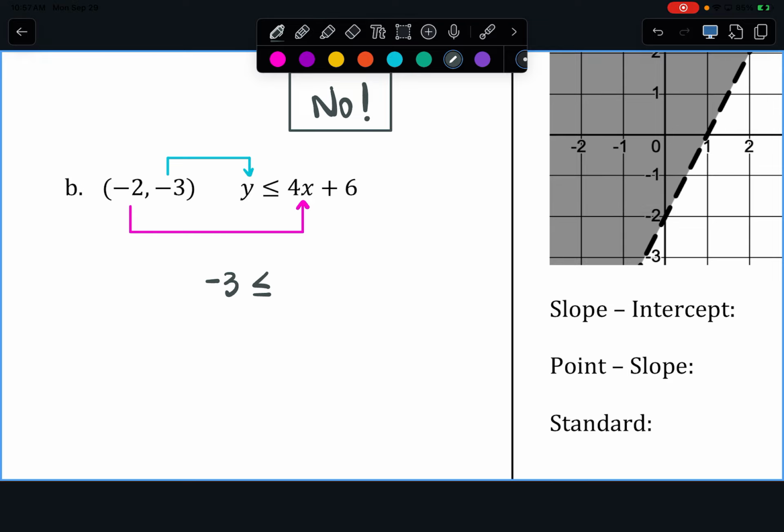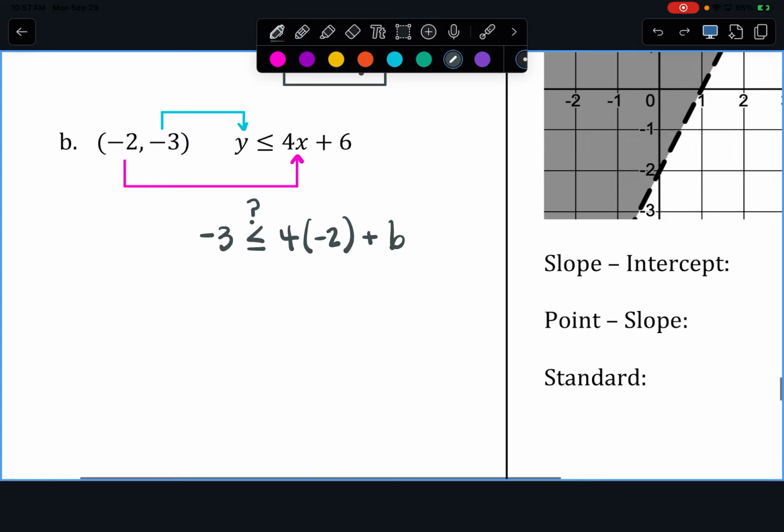Is that less than or equal to, again, I'm going to put a big question mark over that, 4 times negative 2, because that's my x value, plus 6. Please notice I don't have any x's or y's left at this point because I've substituted numbers in for them, right? When you substitute a number in for a variable, the variable should not be there anymore. All right, now we just need to do that math on the other side.